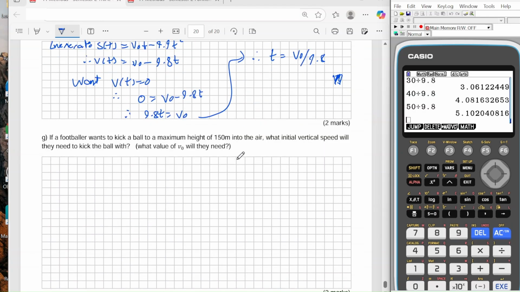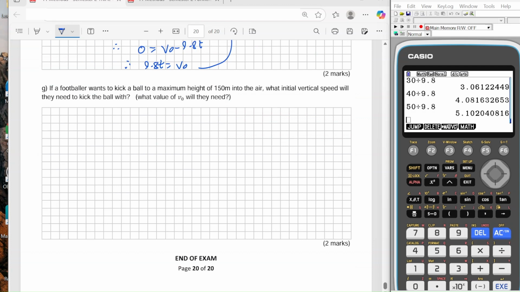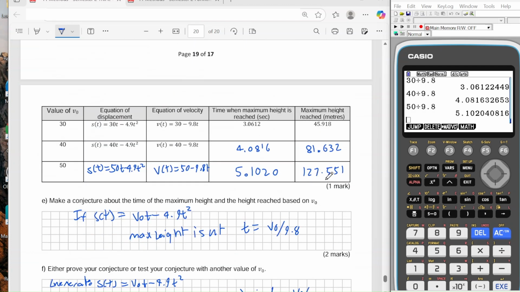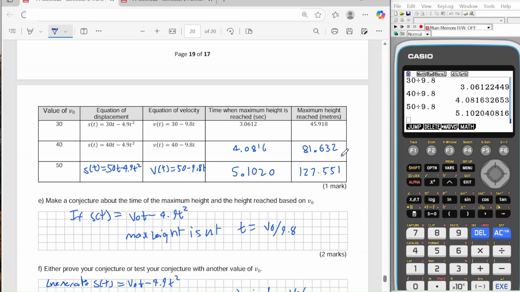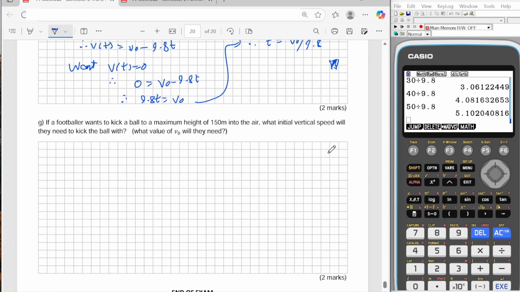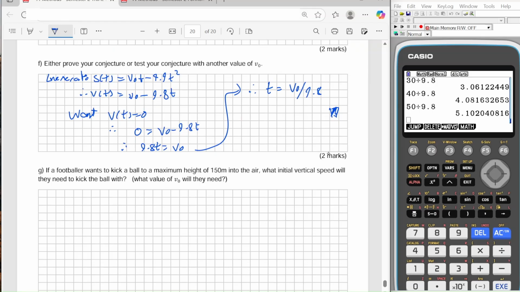If a footballer wants to kick a ball to a maximum height of 150, what initial vertical speed will they need to kick the ball with? All right, so first of all, look at our table. It goes up to 127 there. So I would assume maybe a bit more than 50.